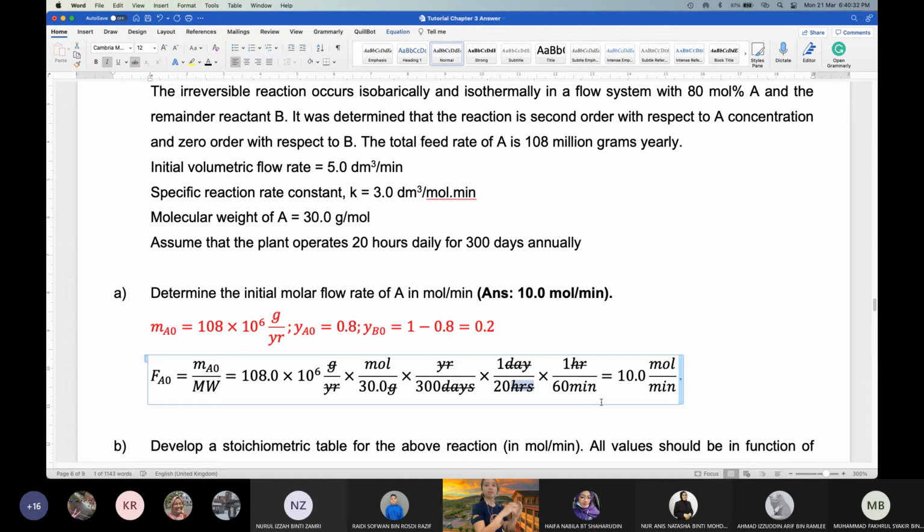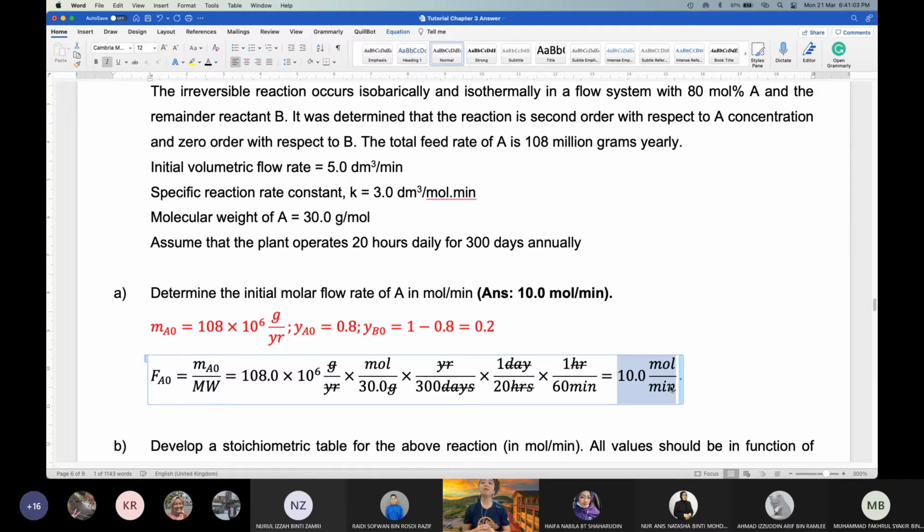So basically means my mass flow rate divide by molecular weight times the conversion factor for day, year to day because of the plant limitation, multiply with another conversion factor from day to hour because my plant only work 20 hours per day. Then convert from day hours to minute, the conventional one lah, 1 hour 60 minute. Then only you get your final FA0 as 10 mole per minute.